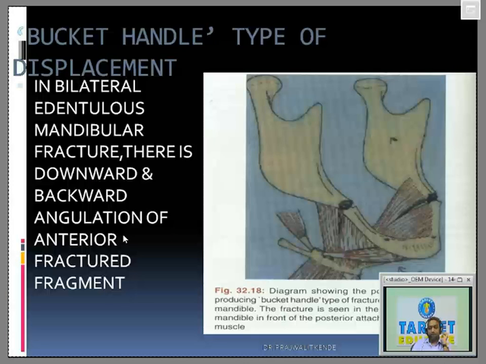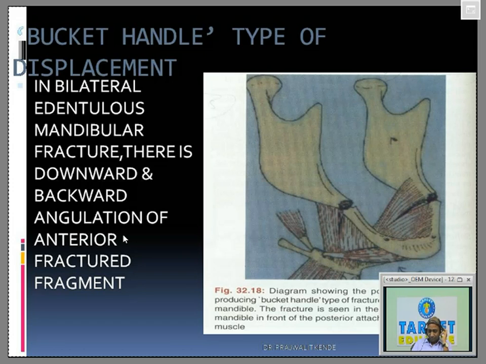Now you can see this picture here. This is a typical picture of a bucket handle type of fracture. I wanted to show this diagram. You can see here, these are the muscles which are attached to the mandible. This is a severely atrophic mandibular ridge, and this is the body. Again, you can see a lot of atrophy here. Edentulous mandible. This is the hyoid bone here. So you can see there is attachment of the mylohyoid muscle. Then there is attachment of the geniohyoid muscle. You can see here, this is the geniohyoid. Then you have the genioglossus muscle.